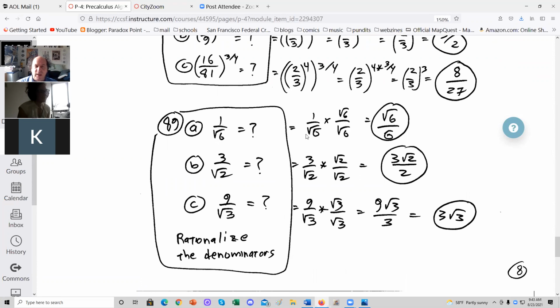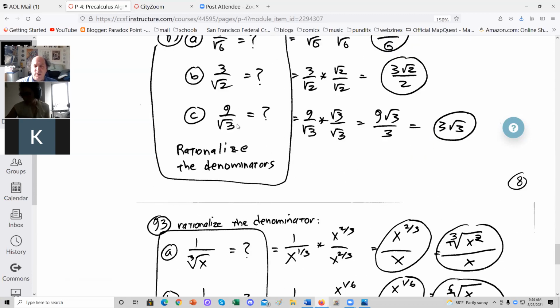1 over root 6, you multiply above and below by root 6 over root 6. 1 times root 6 is root 6. Root 6 times root 6 is 6. And there it is, root 6 divided by 6. 3 over root 2, similar thing, we'll multiply above and below by root 2. Root 2 times root 2 is 2, and the numerator is 3 root 2. So you get 3 root 2 divided by 2.